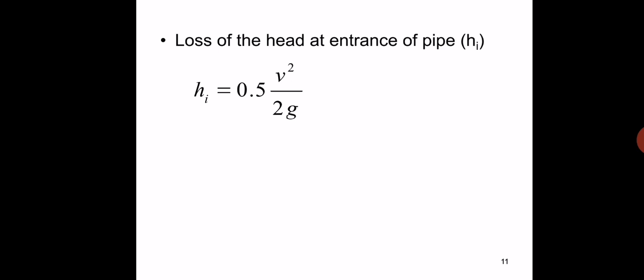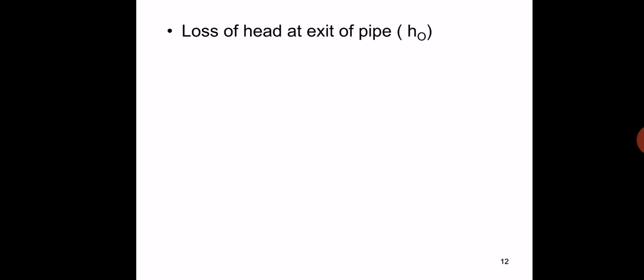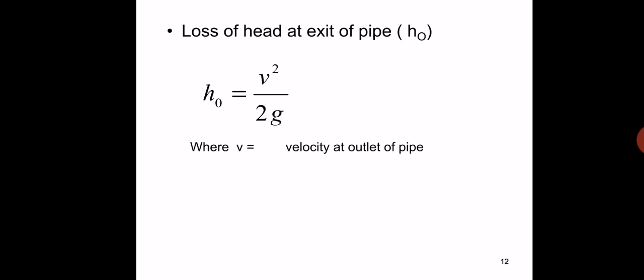Already all these formulas were derived in the classroom. So head loss at the entrance of a pipe, hi is equal to 0.5 V squared by 2g, where V is the mean velocity in the pipe. Loss of head at the exit of a pipe is denoted with h naught. Here h naught is equal to V squared by 2g, where V is the velocity at the outlet of the pipe.